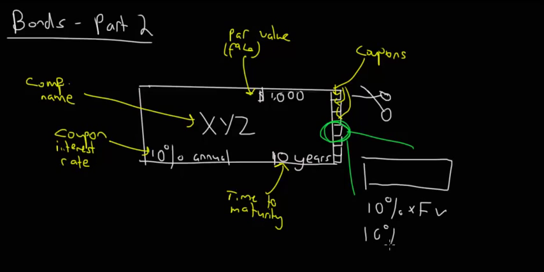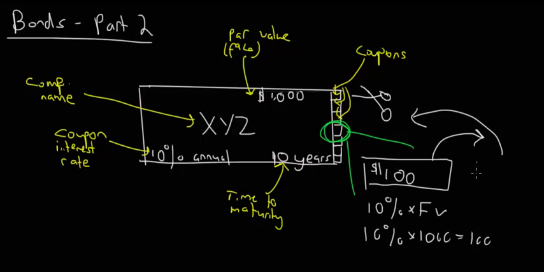In this particular case, it's 10% only because it's the coupon rate. 10% times 1,000 face value equals $100. So this is a $100 coupon, and you used to send that off to the corporation, and they used to send you back a check with $100, right?